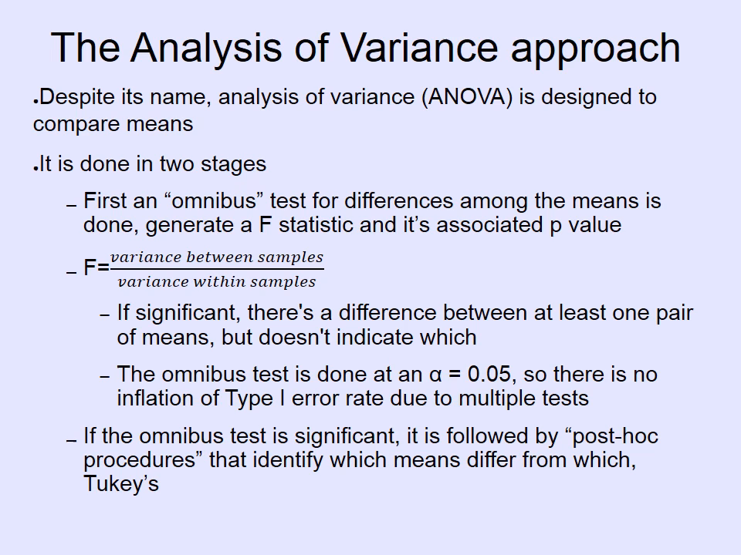So we're going to keep our alpha the same, and this omnibus test, while it tests for more than two groups, does not inflate the type 1 error. The omnibus test will only tell us that there's a difference somewhere. It doesn't tell us where. So if we get a significant F test, high F statistic, low p-value, we'll follow it up with a post hoc procedure, which also does a bunch of multiple group comparisons, but does not inflate the type 1 error.